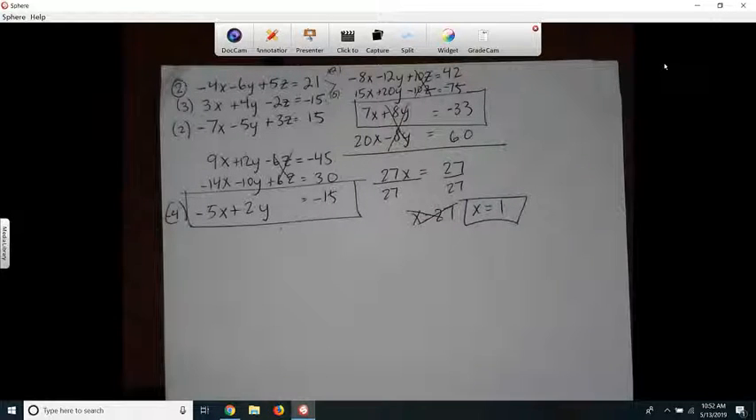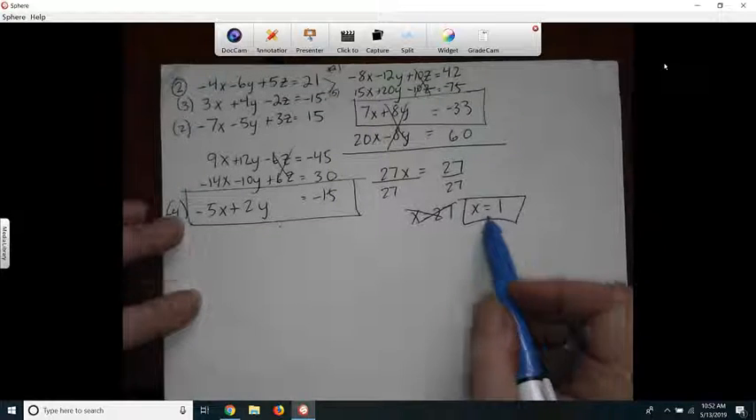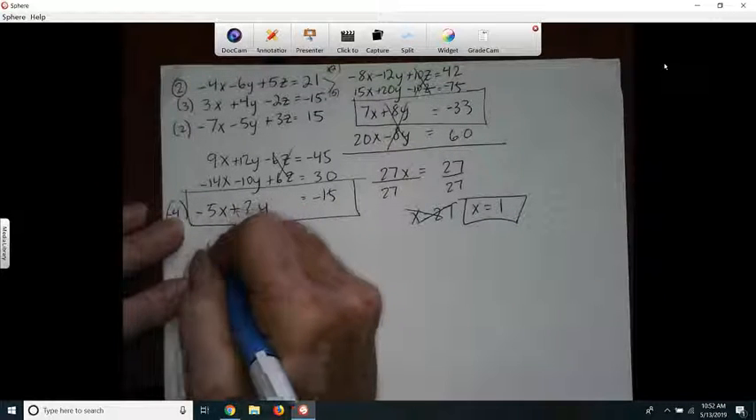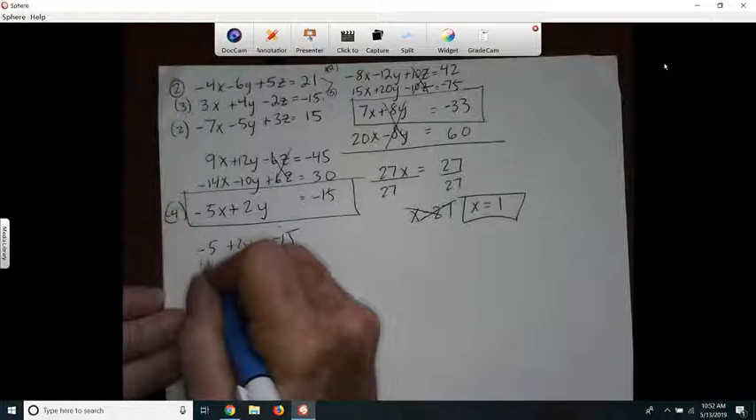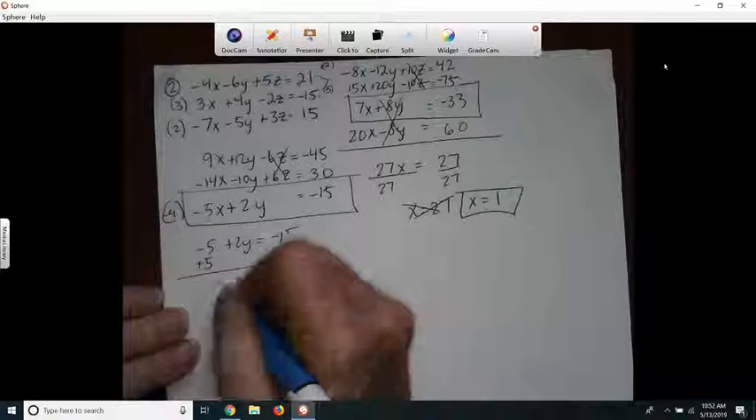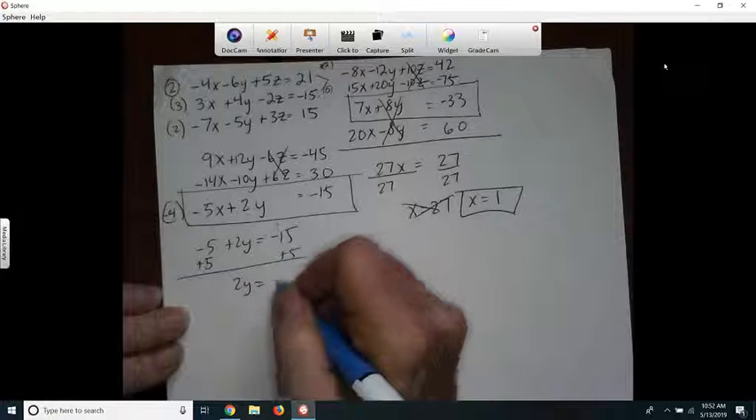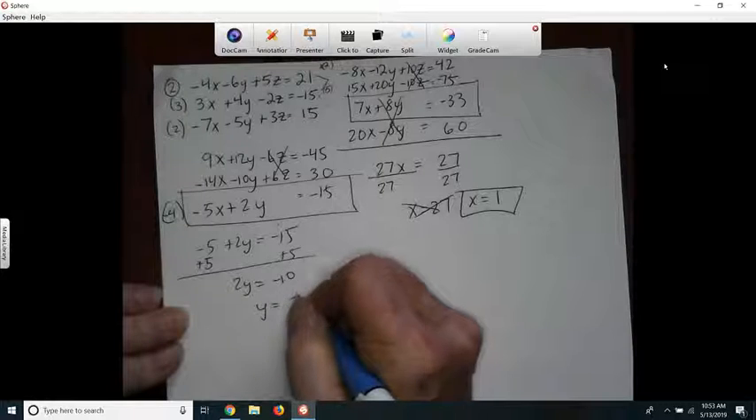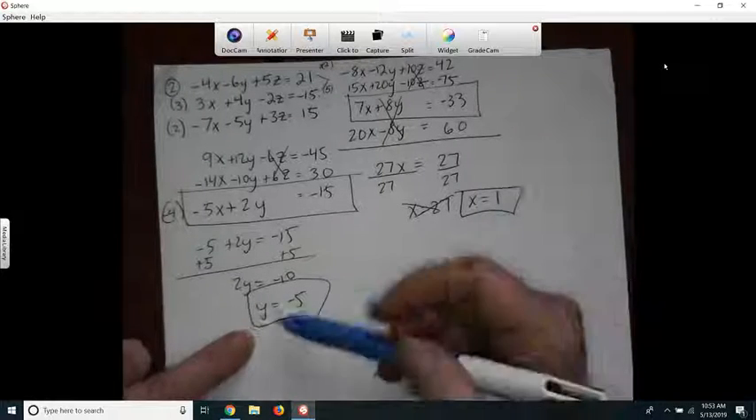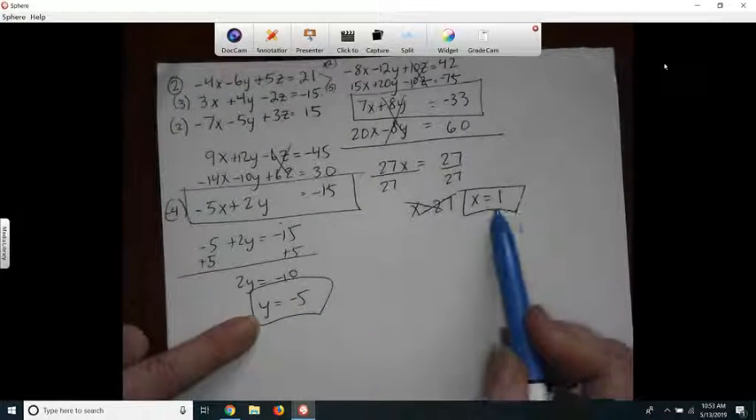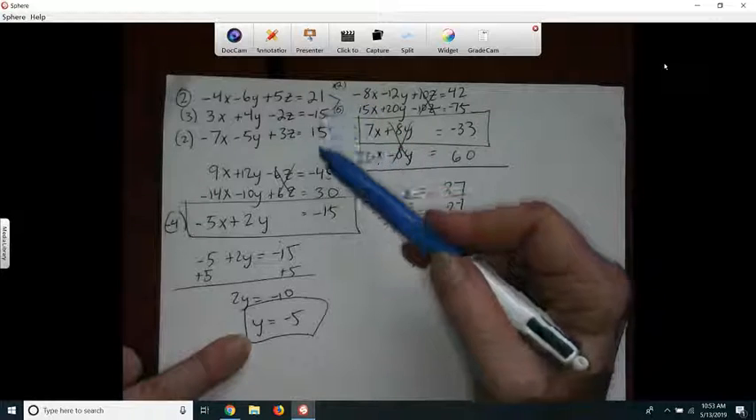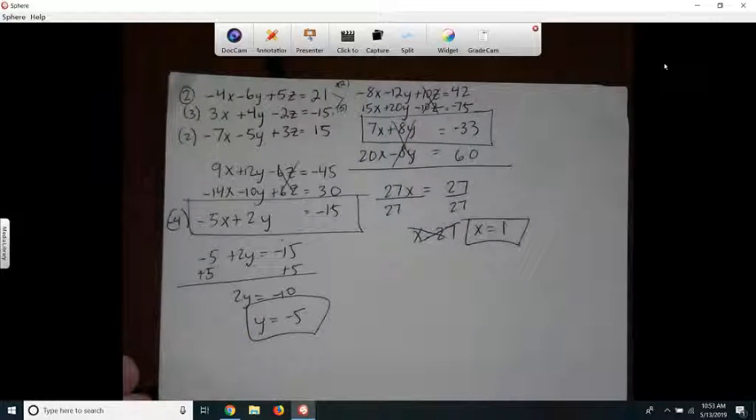And then I can go through and plug that in somewhere and find the rest of the variables. So I'll plug the 1 in right here, so that would be negative 5 plus 2y equals negative 15. If I add 5 to both sides, 2y equals negative 10, so y equals negative 5. And then I'm not going to do this whole thing because I think you can handle it. I'm going to plug the y and the x into one of these equations and solve for z. And that's how you do it.